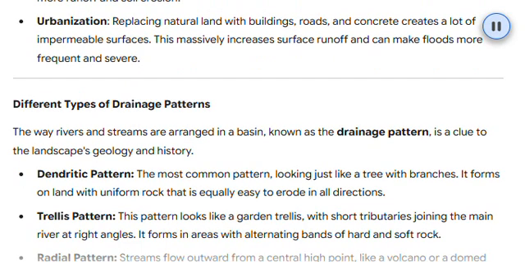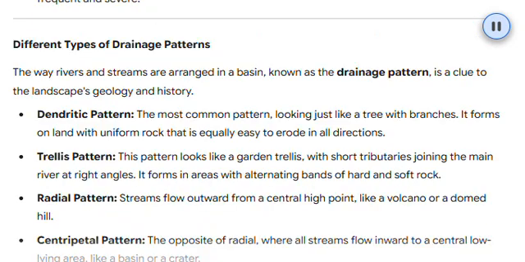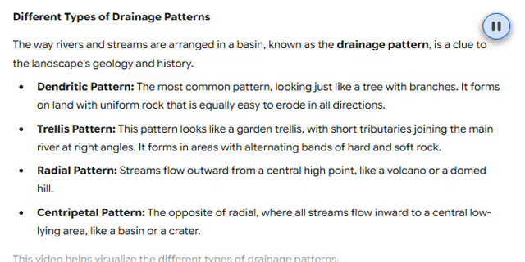Urbanization. Replacing natural land with buildings, roads, and concrete creates a lot of impermeable surfaces. This massively increases surface runoff and can make floods more frequent and severe. Different types of drainage patterns. The way rivers and streams are arranged in a basin, known as the drainage pattern, is a clue to the landscape's geology and history.